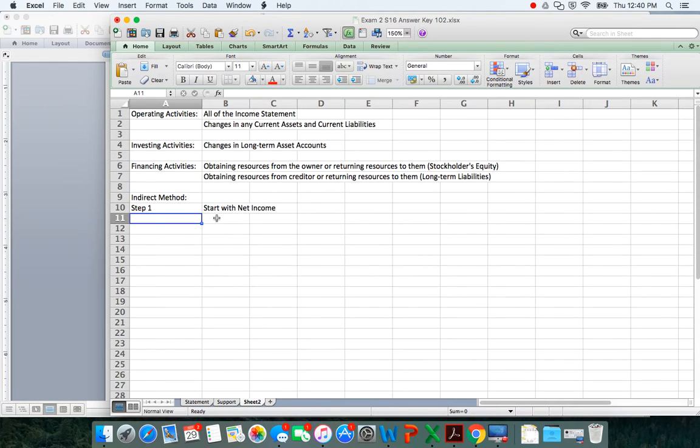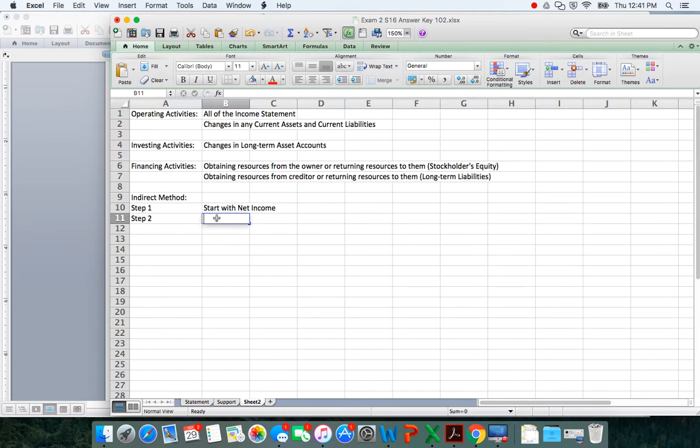Step 2 and Step 3 are both adjustments that we're going to need to make to that net income number. Essentially with the indirect method, we're trying to take this whole number of net income and say, here's what net income was, now let's change it into a cash number. The way that we change it into a cash number is by doing Step 2 and Step 3.